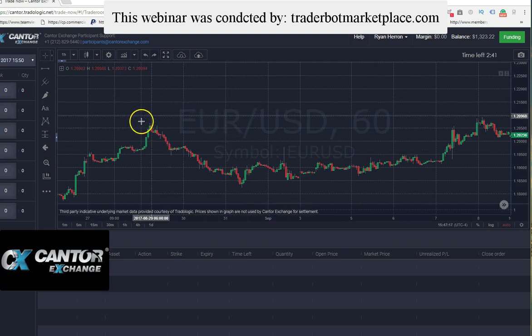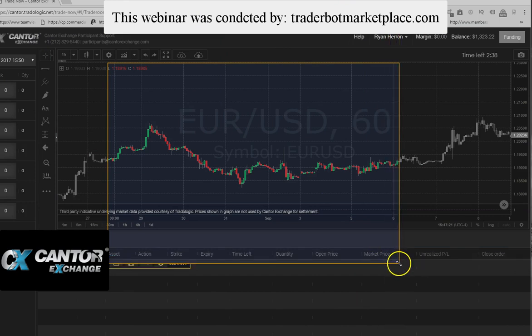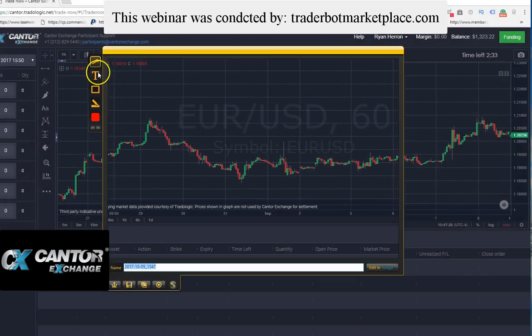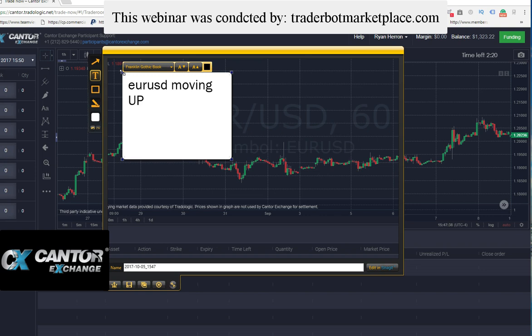Okay. Try this. The next time that you're looking at a chart, here's another little trick. Let's say the Euro USD is moving up. Something you also want to look for is other corresponding pairs. Is the British Pound USD moving up? Is the Euro Yen moving up?